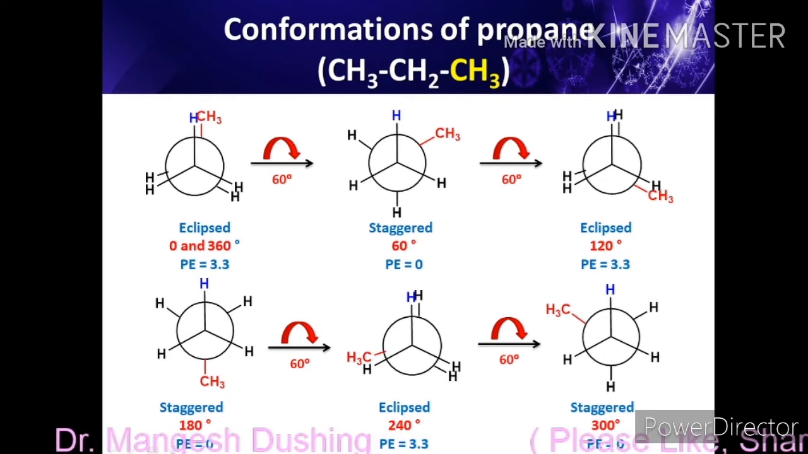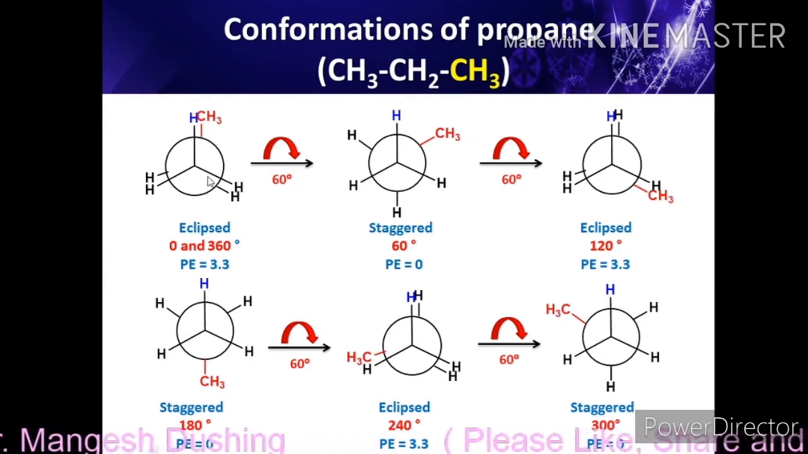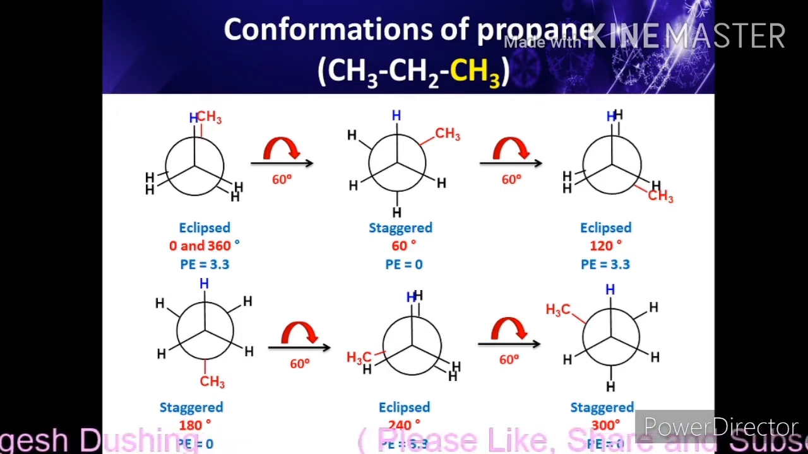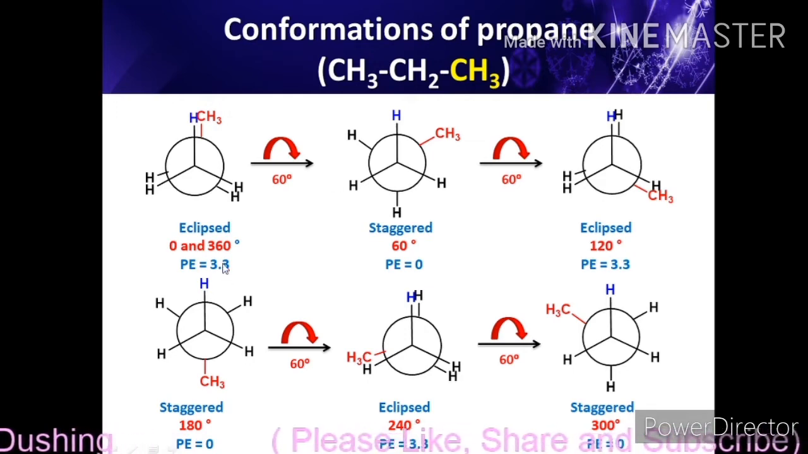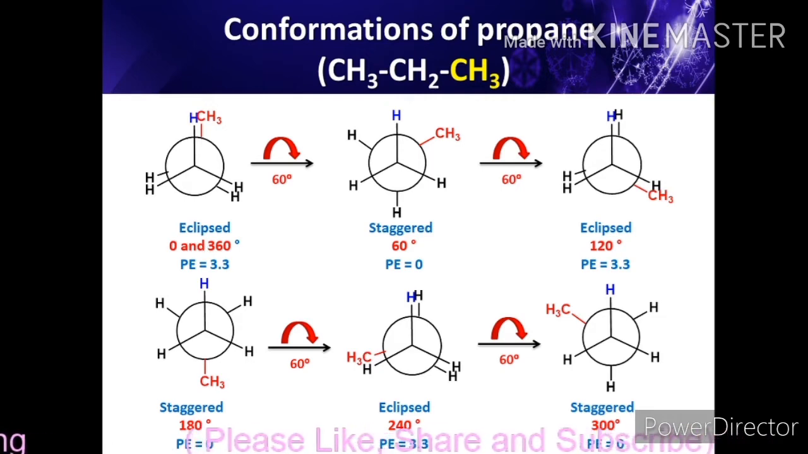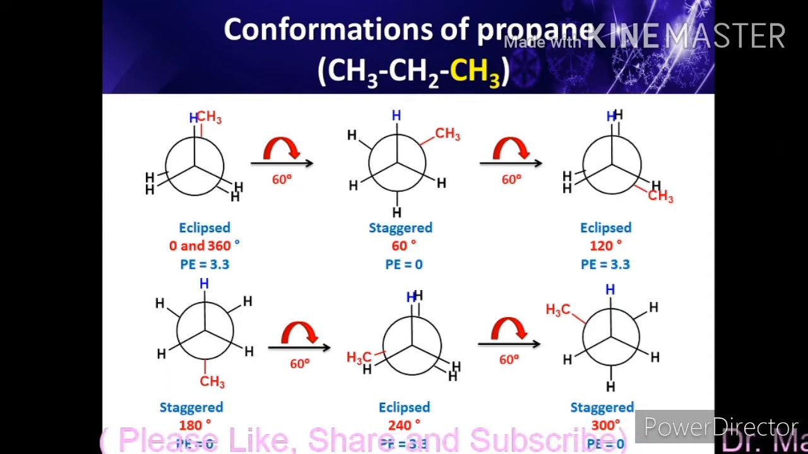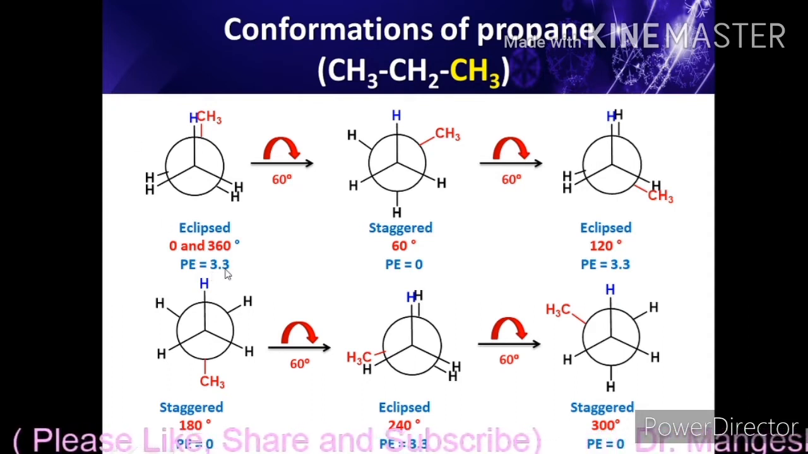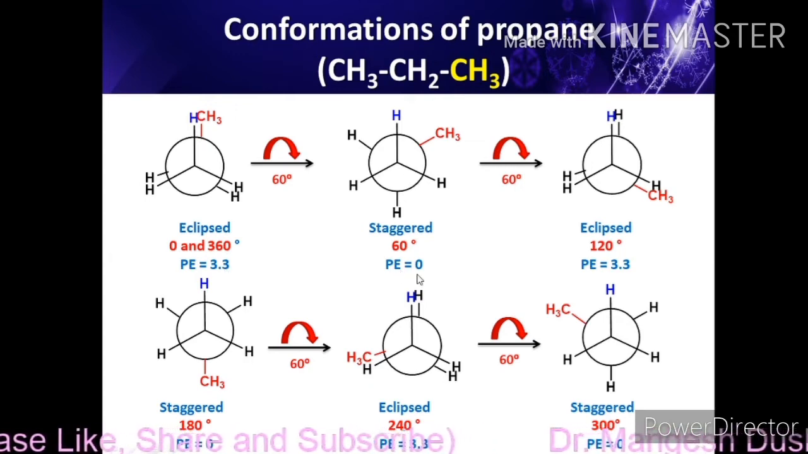Again if we rotate this methyl group by 60 degrees, we will again get the first structure, that is the 360 degrees dihedral angle. Potential energy will be 3.3 kilocalorie per mole, eclipsed structure. So in this way there are two types of conformations possible in the propane molecule. One is eclipsed and the second one is staggered. Eclipsed has potential energy 3.3 kilocalorie per mole and staggered has potential energy 0 kilocalorie per mole.